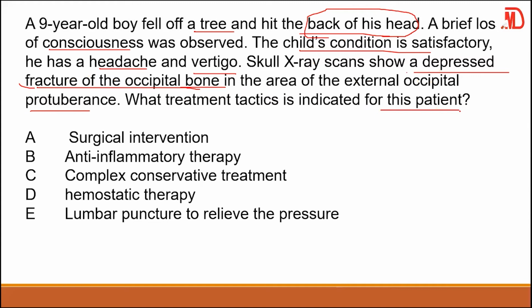Guys, this person has hit his head and there's even a fracture there. This definitely requires a surgical intervention. And don't forget, you have to do your CT scan, head CT, as well. So definitely we are looking at a surgical case. Over here, our answer would definitely be A, surgical intervention. That should be our tactics. All right.